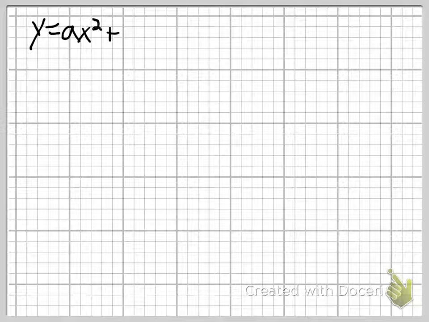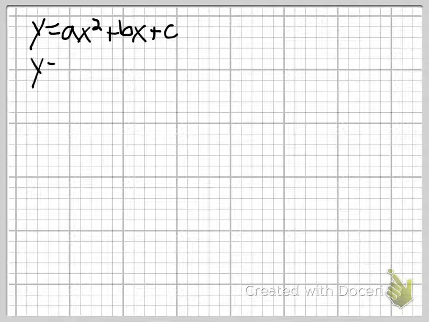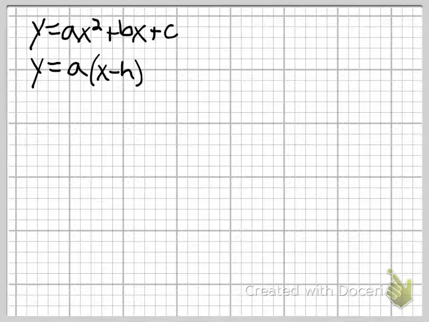Okay, so I want to talk to you a little bit about the difference between vertical and horizontal parabolas. So y equals ax squared plus bx plus c is the standard form of a parabola, and it's a vertical parabola because it's y equals in terms of x. And just so you can recall, the vertex form would be y equals a times (x minus h) squared plus k.